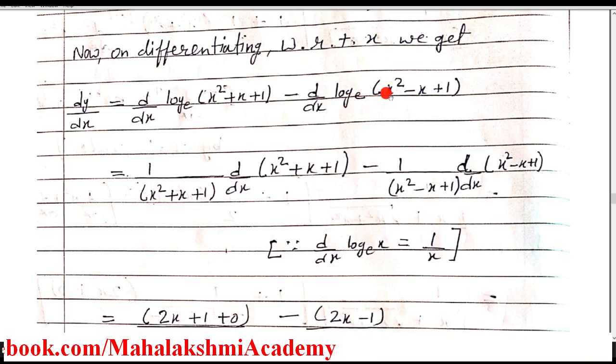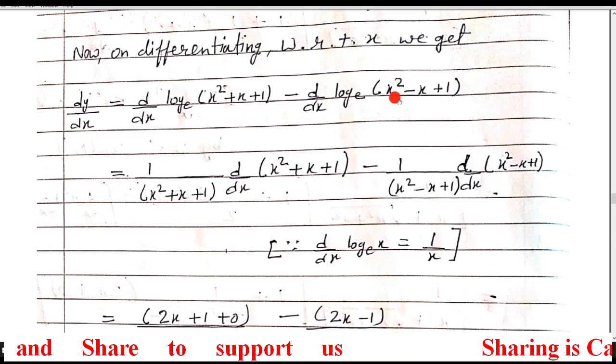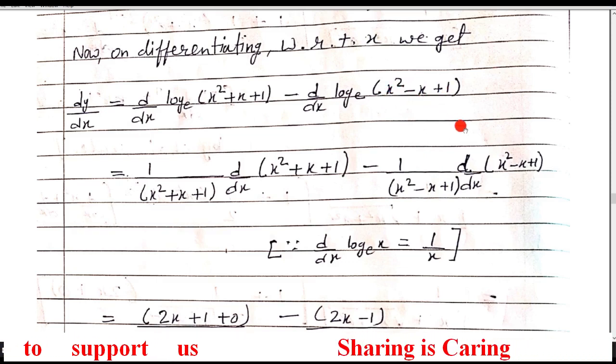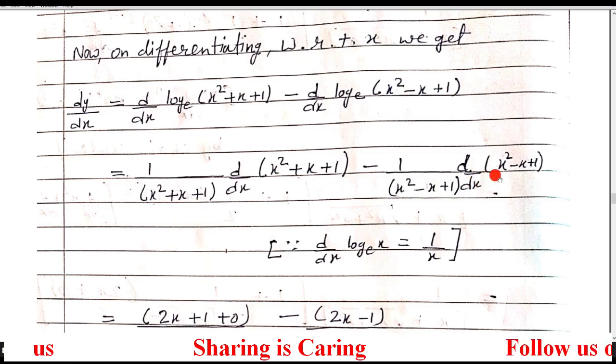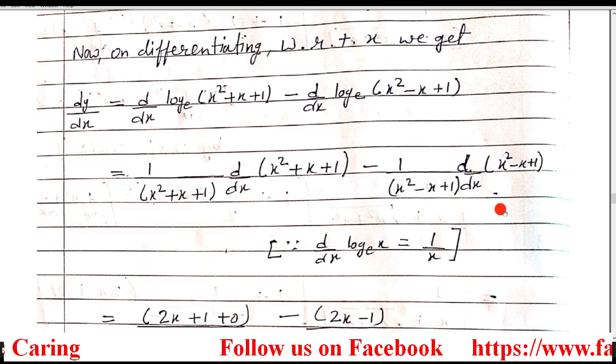Now again we have to differentiate. So we'll assume this complete expression as x. Log x differentiation is 1 upon x. That's why 1 upon x square minus x plus 1. Now it's not x, it's a polynomial of x, so we have to differentiate it again with respect to x. So the derivative of x square minus x plus 1.